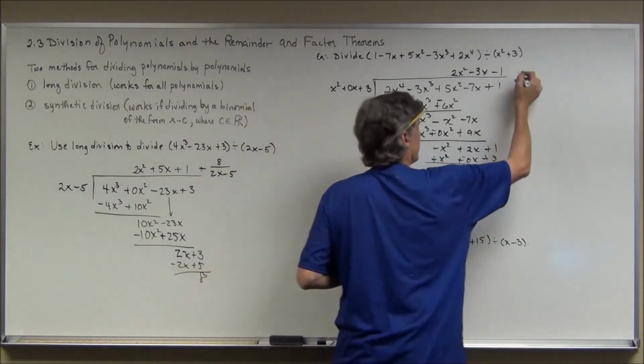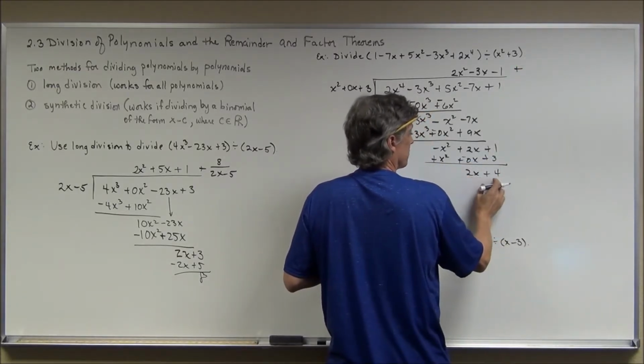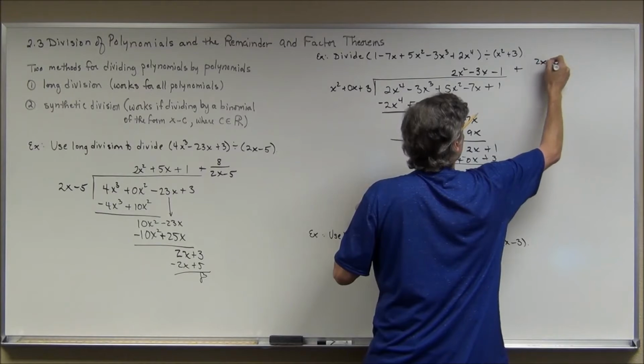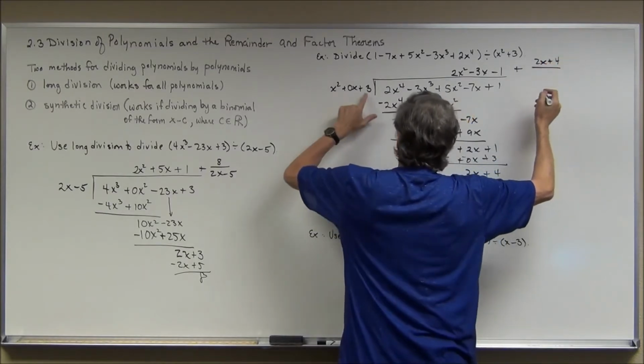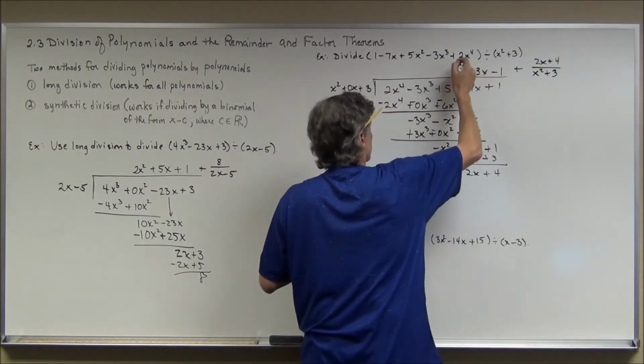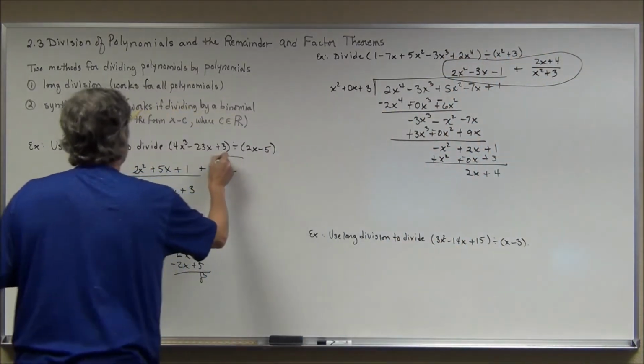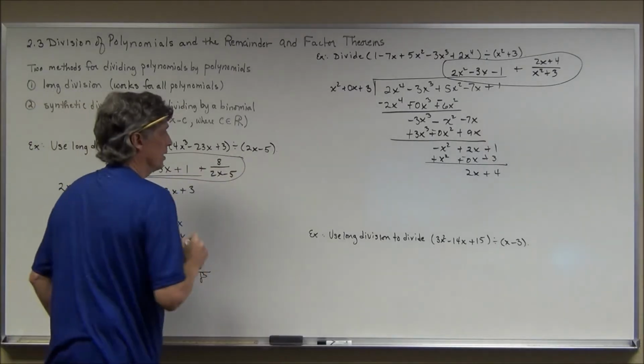I'm going to write plus, there's no negatives or anything, plus 2x plus 4 all over my divisor, which is x squared plus 3. And this would be my answer right up here. Let me kind of circle that. And over here. All right.